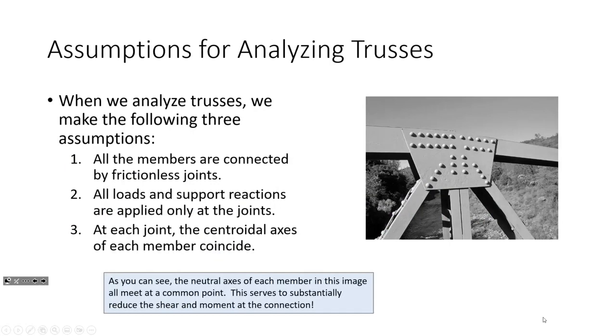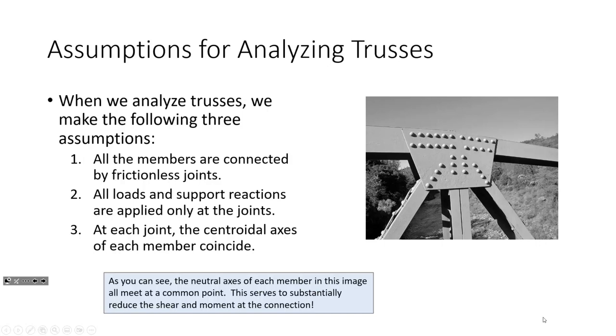Now, when we analyze trusses, we make the following three assumptions, and these three assumptions all point to the same thing: that truss members carry only axial load, no shears, no bending moments. The way we get to that point is we assume that all the members are connected by frictionless joints, so there are no unintended forces, no little shears or little moments that come from the connection. The only thing we have to deal with is what's being applied to the structure. Speaking of application, we assume that all the loads and the support reactions go to the joints, not to the members.